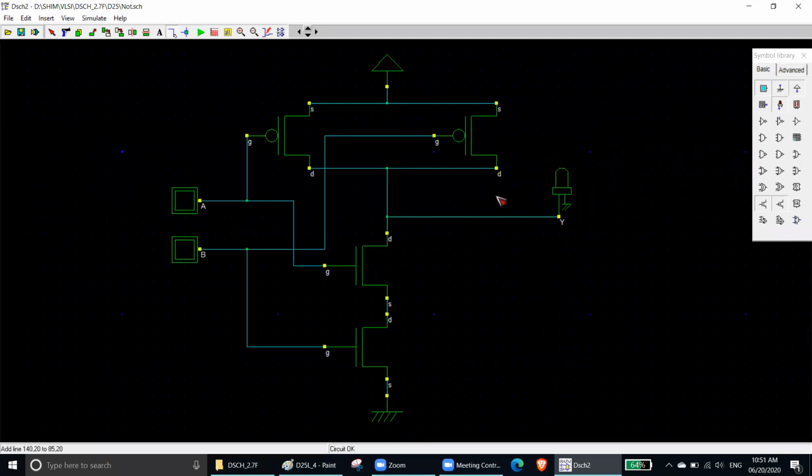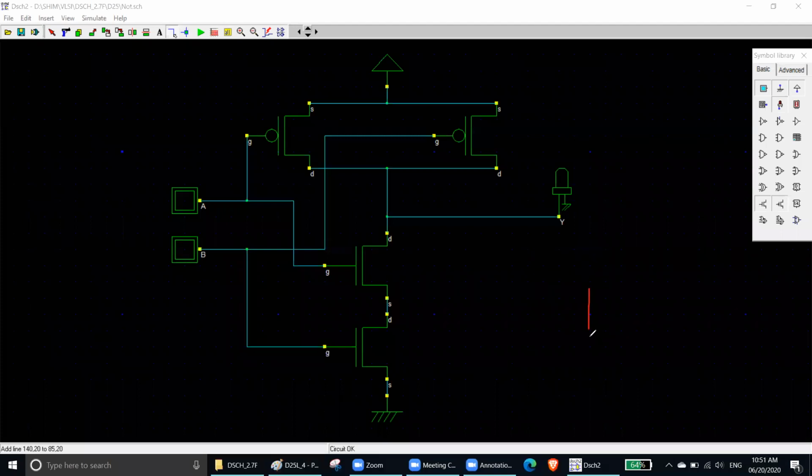Okay, our design is complete. Before going to the operation, let's discuss what a NAND gate is. So what is a NAND gate? NAND gate is actually this one. This is an AND gate, but the NAND gate is the opposite one. Opposite means you need a bubble.